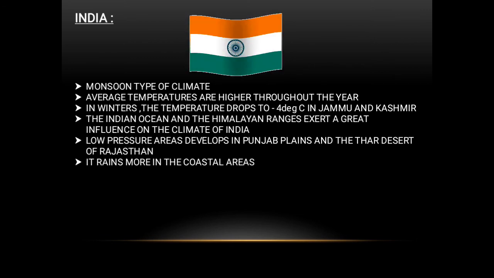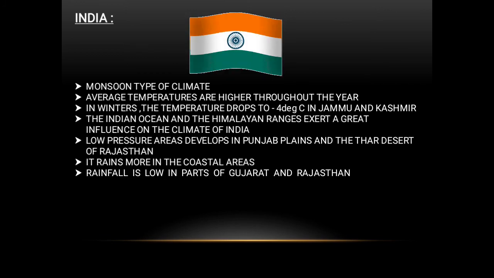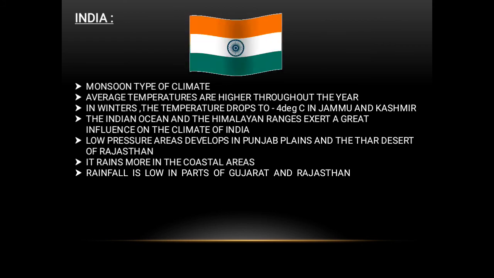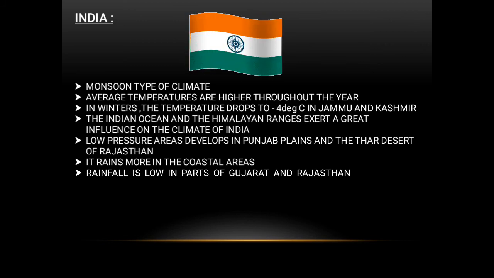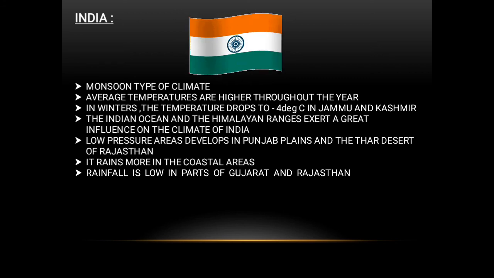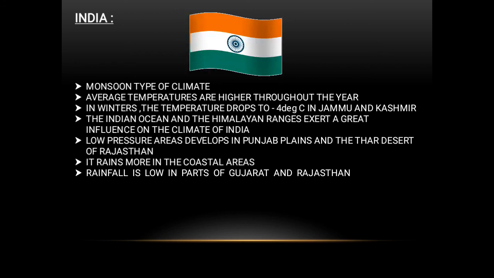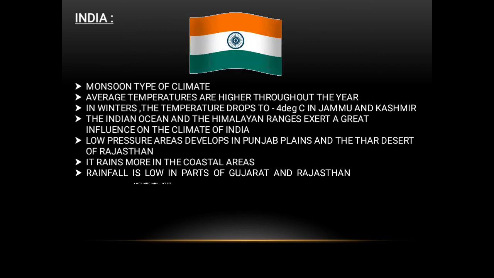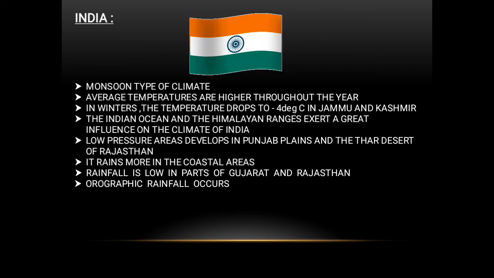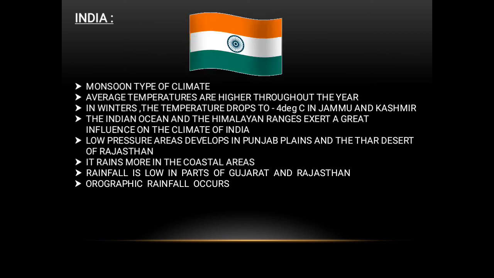It rains more in the coastal areas. The rainfall reduces on the leeward side of the hills. These winds blow parallel to the Aravalis. As a result, rainfall is low in parts of Gujarat and Rajasthan. Later, these winds move towards the Himalayas and their moisture carrying capacity increases. Orographic rainfall occurs because of the natural obstruction of the Himalayas.